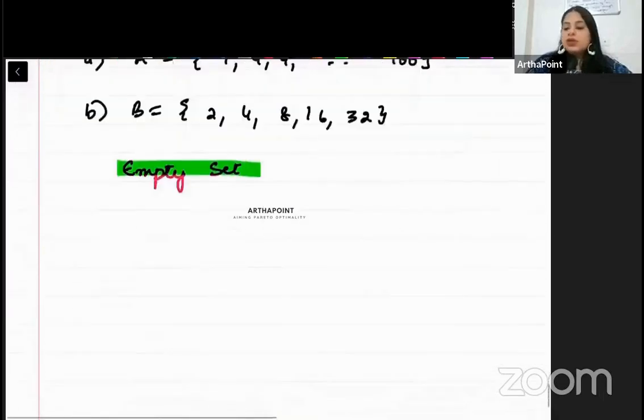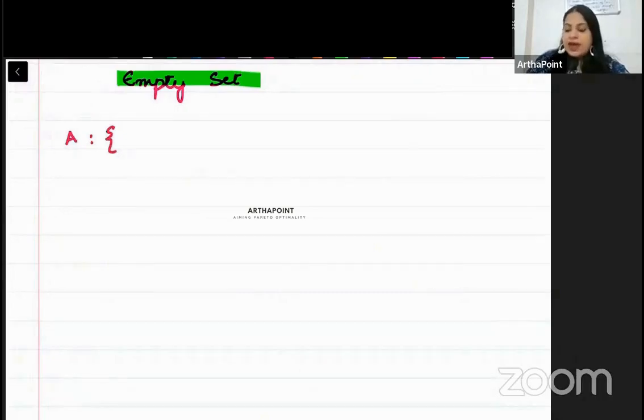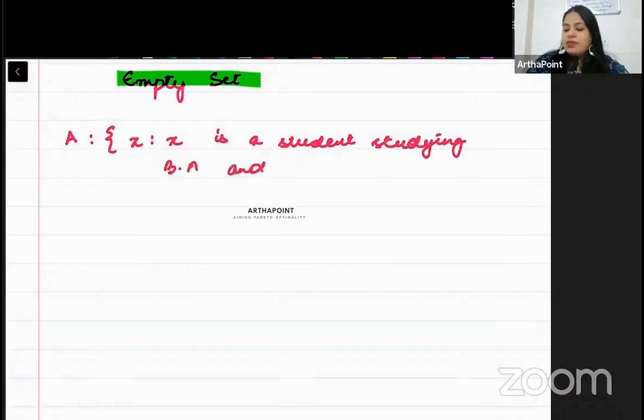Okay, beta. Now let us talk about empty set. So beta, what is an empty set? An empty set is a set which does not contain any element, right? For example, I say A is a set. And how do I define it? I define it by the number of students. And I'm saying x is such that x is a student studying BA and MA Economics.